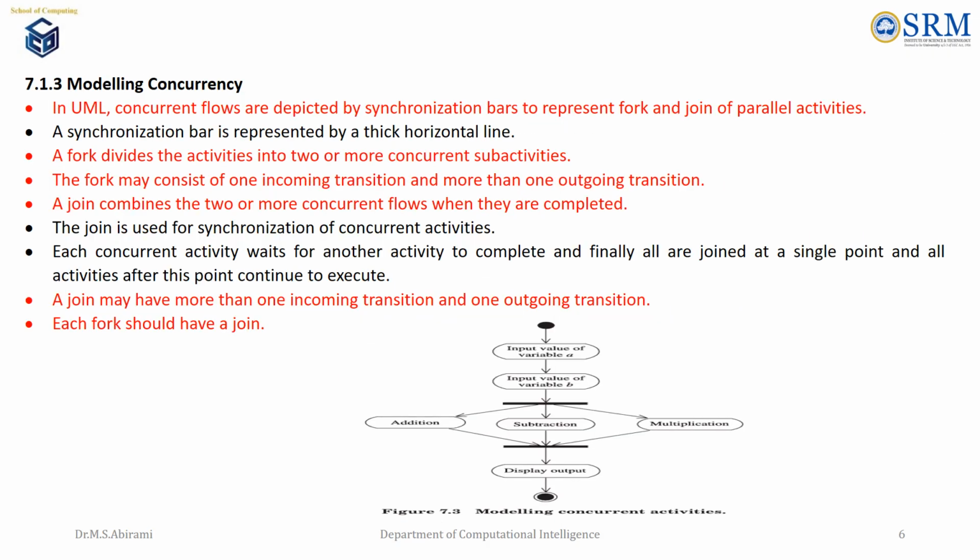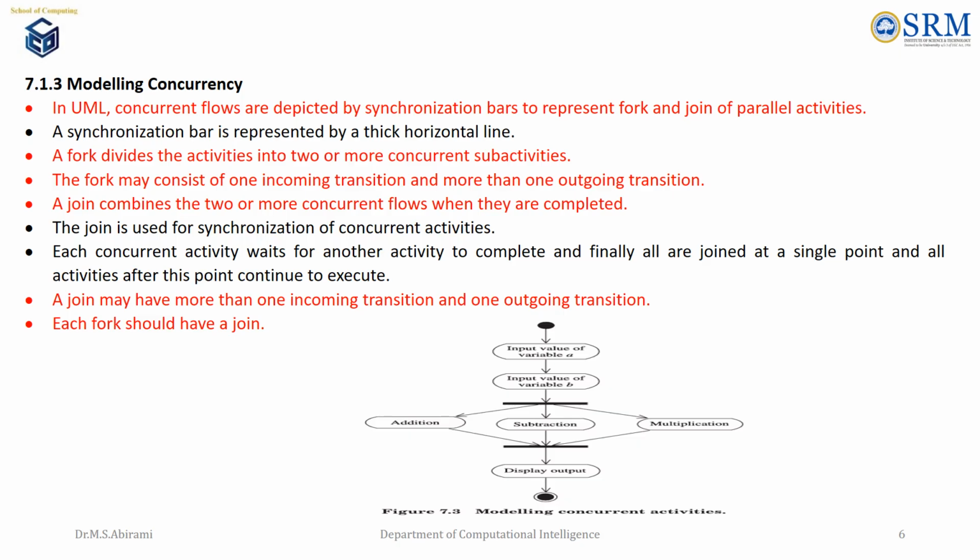The next is modeling concurrency. In UML, concurrent flows are depicted by synchronization bars to represent fork and join of parallel activities. A fork divides the activities into two or more concurrent sub-activities. The fork may consist of one incoming transition and more than one outgoing transition. A join combines two or more concurrent flows when they are completed. A join may have more than one incoming transition and one outgoing transition. Each fork should have a join.